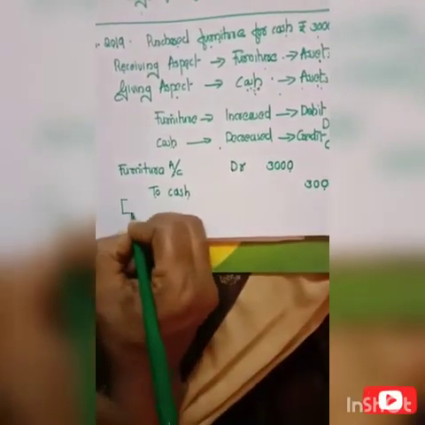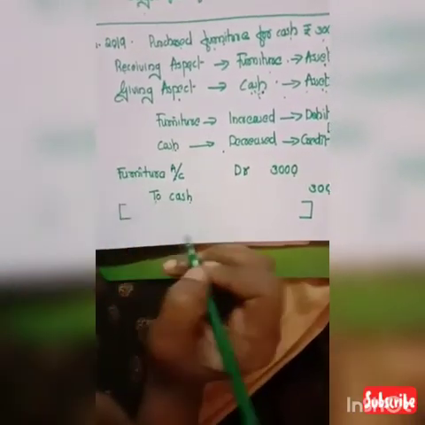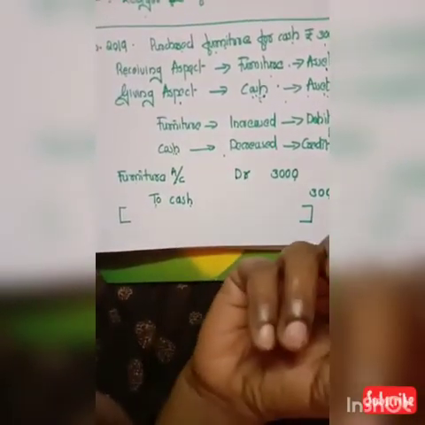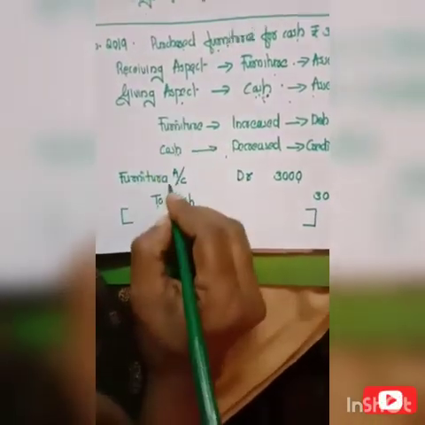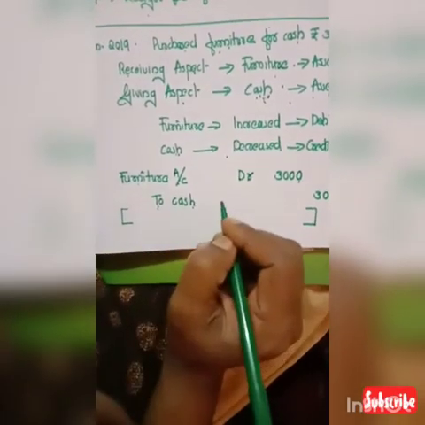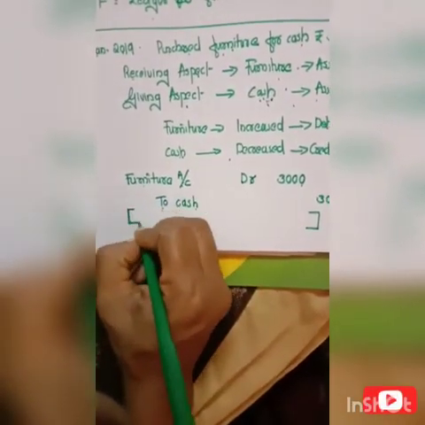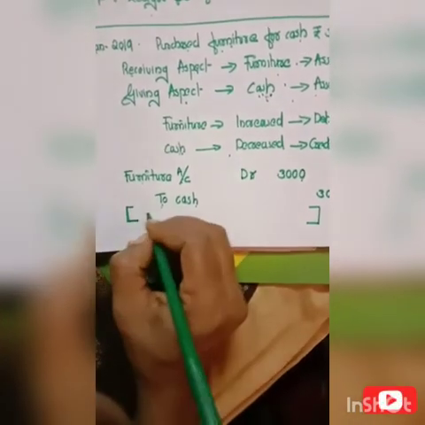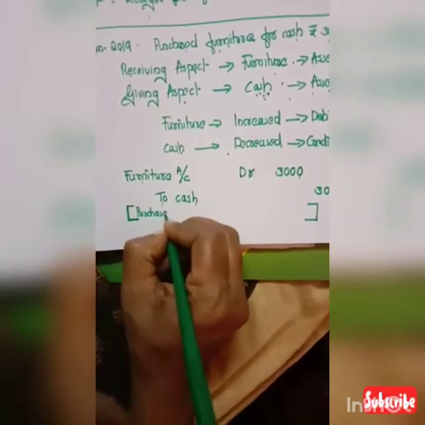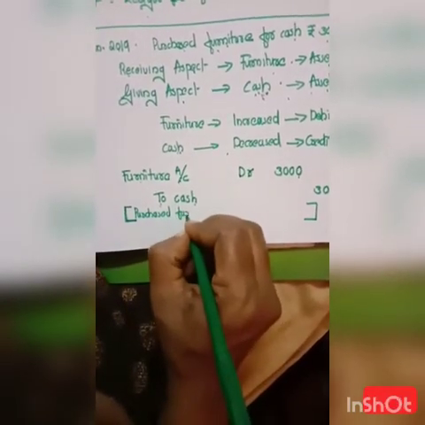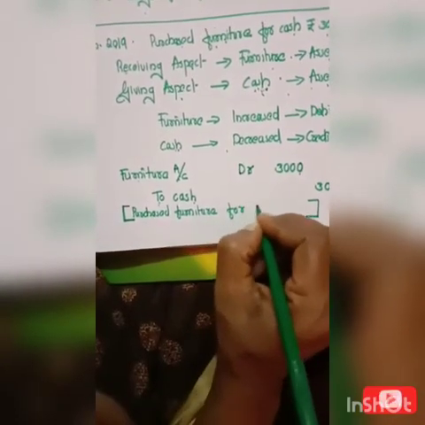Here we are representing a small piece of information about each journal entry, a small and narrow piece of information about each and every journal entry. It is known as narration. Therefore, we are writing the narration in brackets, that is: purchased furniture for cash.